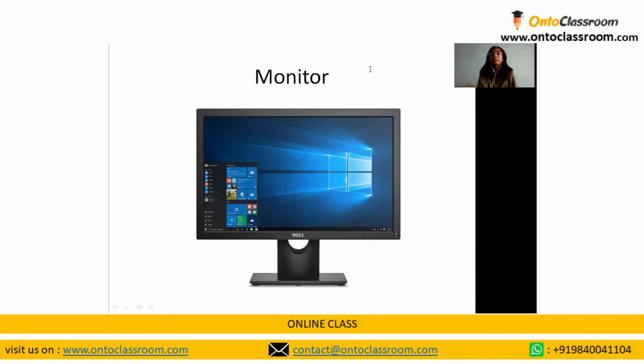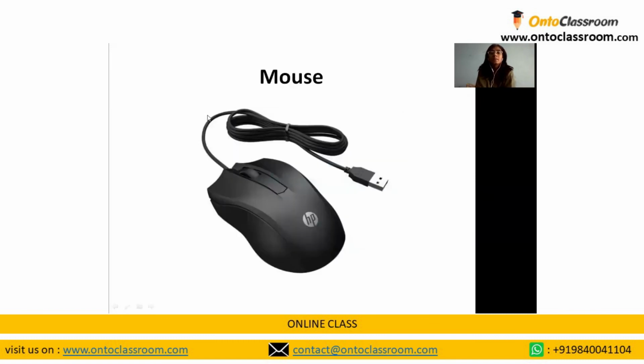Let's come to the third thing. Mouse. Mouse is also an input device. Mouse is not an output device. This part is used for scrolling. This part is used for scrolling down. So this is known as scroll, scroller, or whatever you want to give a name. When you want to scroll down something, you use this part of the mouse.